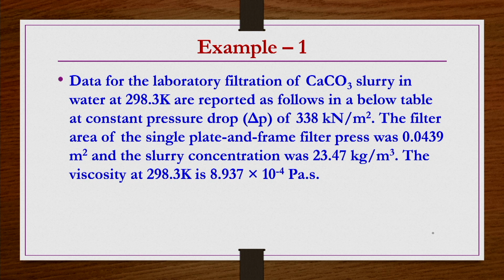Data for the laboratory filtration of calcium carbonate slurry in water at 298.3 Kelvin are reported in the table below, at a constant pressure drop of 338 kilonewton per meter square. The filter area of the single plate and frame filter press was 0.0439 meter square, and the slurry concentration was 23.47 kg per meter cube. The viscosity at this temperature is 8.937 into 10 power minus 4 Pascal second. The table data is given in the next slide.